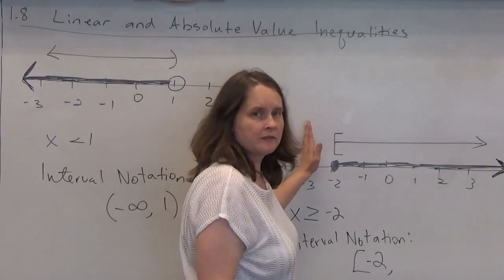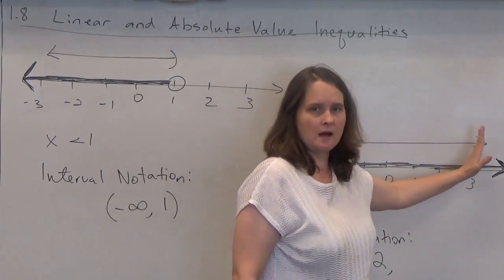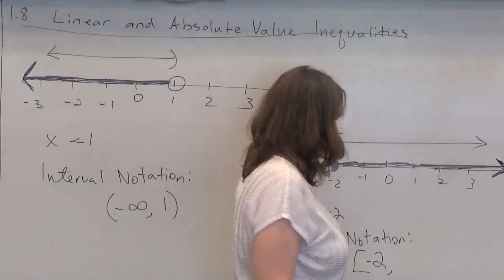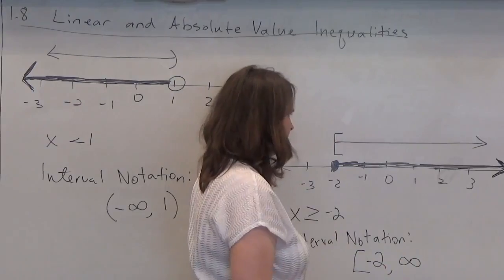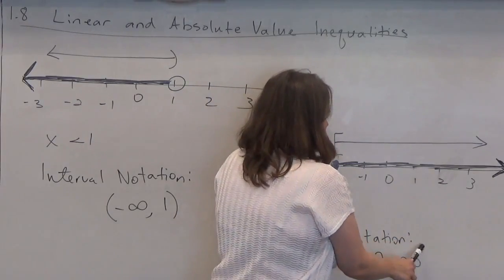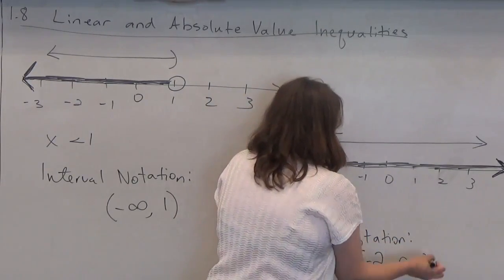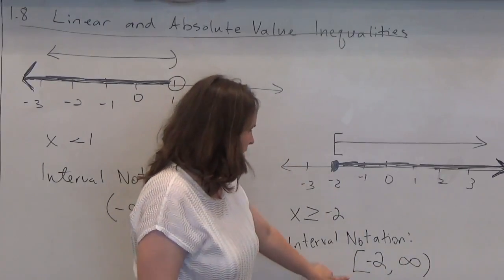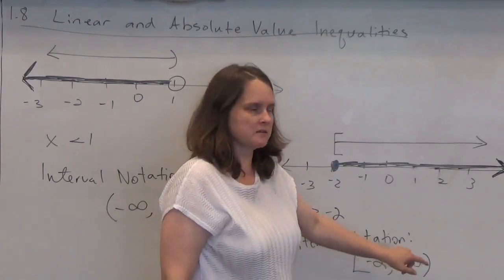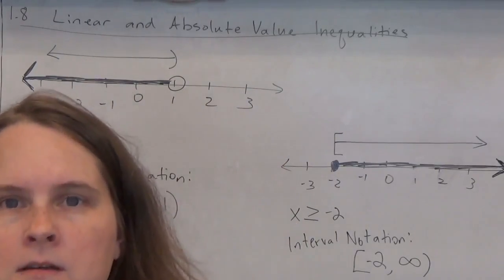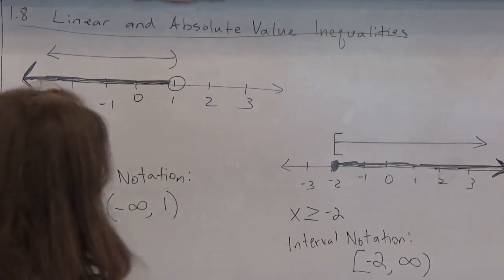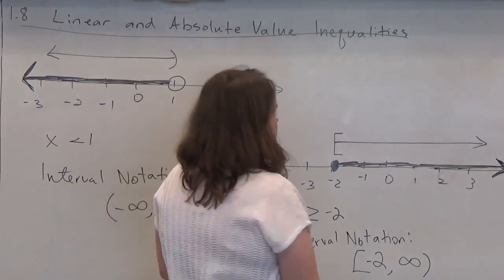How far does the graph continue? Well, it continues all the way out to positive infinity. And this is the infinity symbol, like a sideways 8. And then infinity always has the round parentheses with it. So my interval notation is square bracket, -2, comma, positive infinity. And I hope you can see, can you see that? Yep, you can see that. Okay, good. All right, so let's just kind of recap.